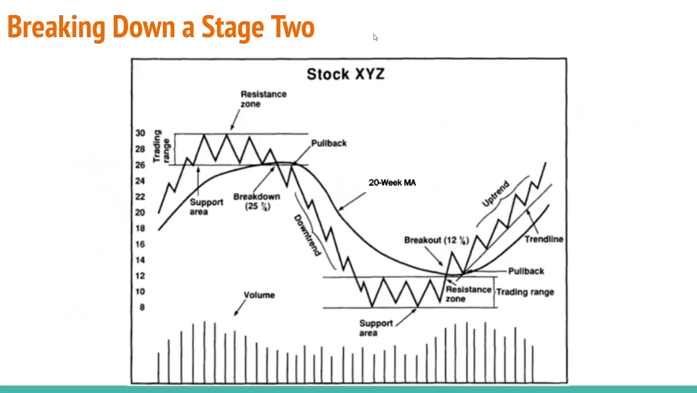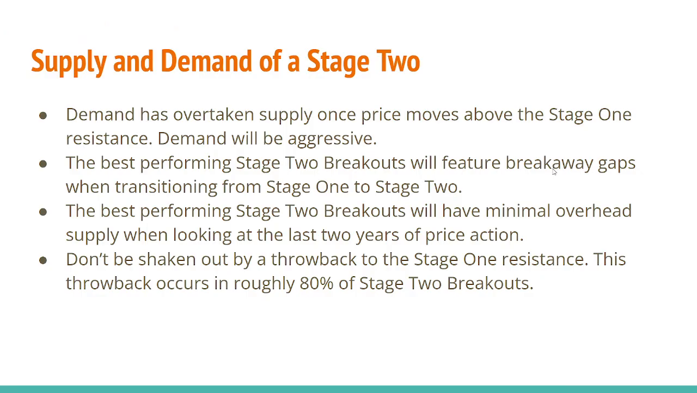Breaking down a Stage 2, this chart should look very familiar to you now. Here's our Stage 1. Price broke above resistance, broke above the 20-week moving average, and then this breakout point at 12 1/8, that is your Stage 2 breakout. We're going to see price stay above this 20-week moving average. Here's your series of a higher high and a higher low, higher high and higher low, and that will continue throughout the Stage 2 breakout. And we'll come back to this chart later.